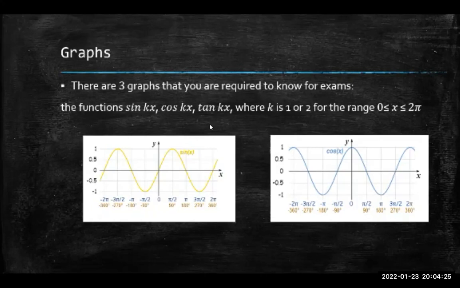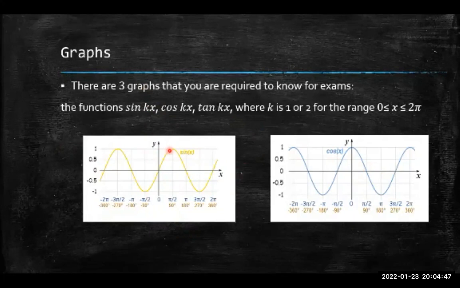Sine. That's what the sine graph looks like, right? Sine x. In this case, k is 1. So this is sine of x, and this is cos of x. K is 1 in both cases. You need to know how to sketch this graph.